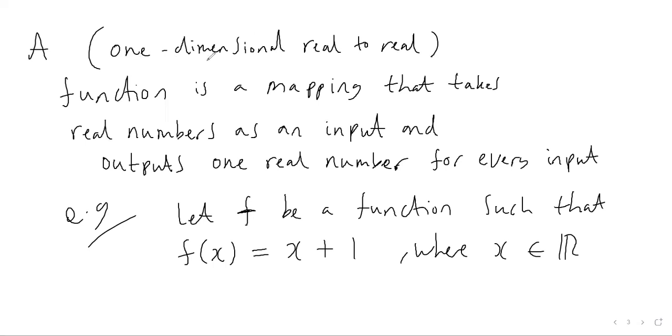A function, or a one-dimensional real-to-real function, you don't need to really worry about the technical details here for A-level maths, but technically the functions we deal with are called one-to-one real-to-real functions. But a function is a mapping that takes real numbers as an input. So you're going to input numbers into the function, and you're going to get an output. You're going to output one real number. So for every input that you put into our function, you get out one real number.